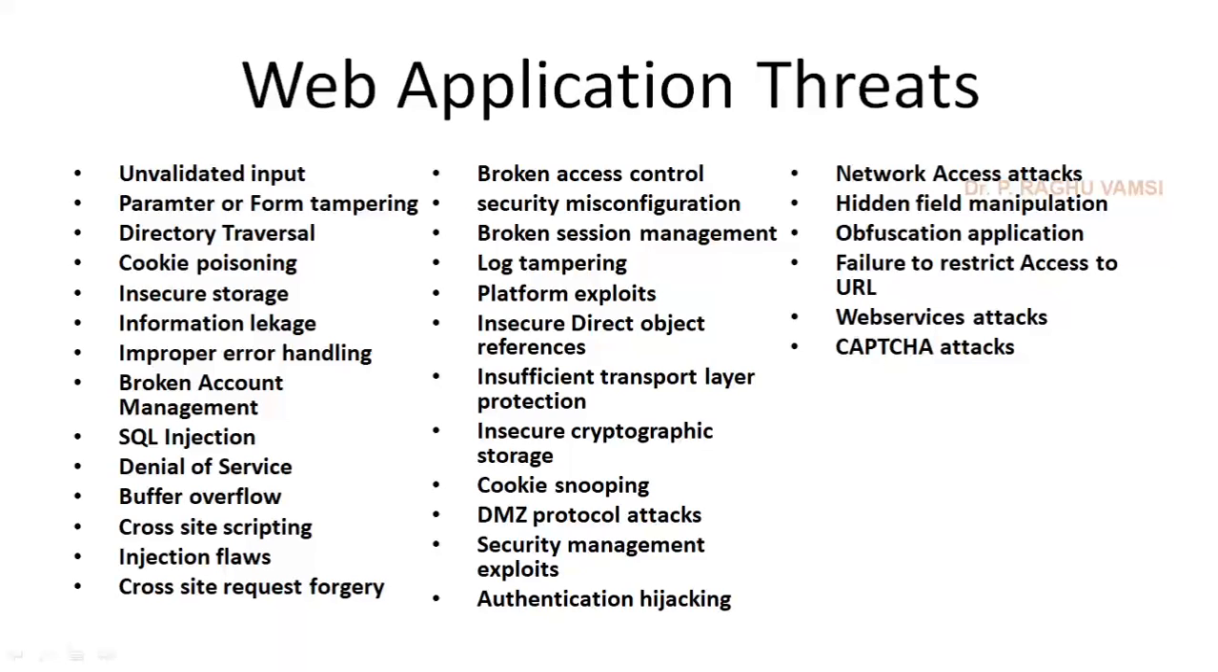obfuscation attack, failure to restrict access to the URL, and web services attack, because many web applications use web services like XML and SOAP, and many other processing things for XML may be used by web applications. So these web services, not servers, may be a target point for the attackers because they especially process the information. Next one is the CAPTCHA attack.